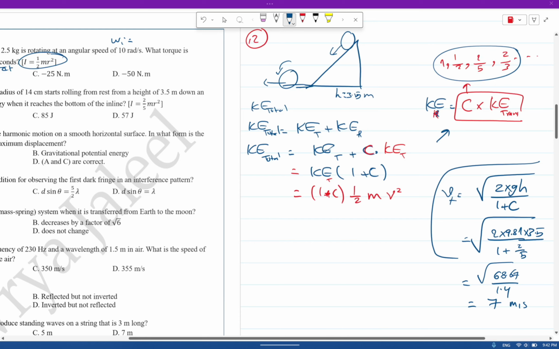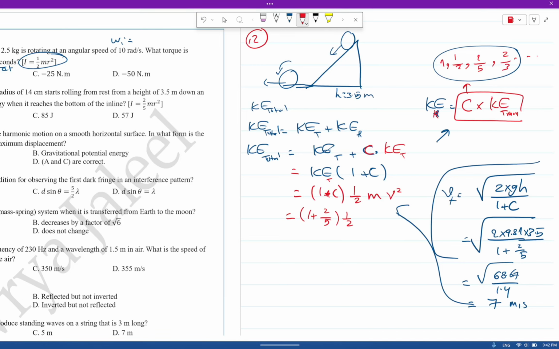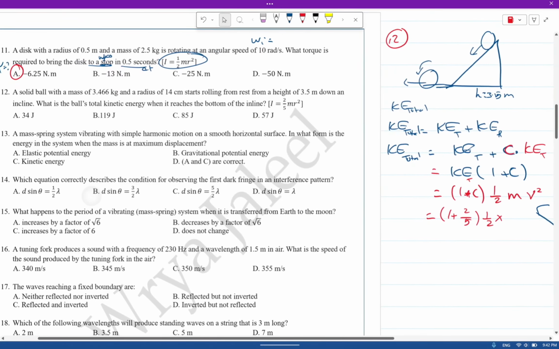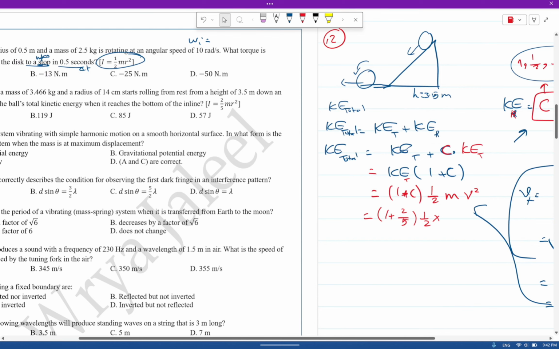All right, now you know that this is the velocity. So plug this velocity into the equation here. Now, of course, we have 1 plus c, which is 2 over 5, times 1 over 2 times the mass. What was the mass of the solid ball? That is 3.466, multiplied by 7 squared.